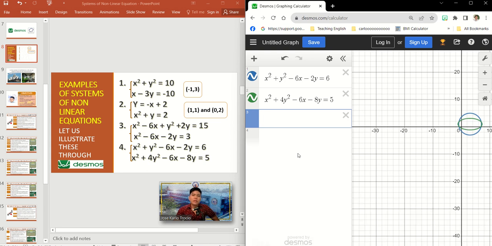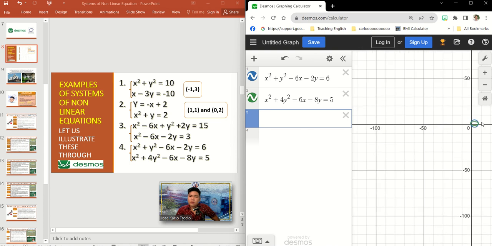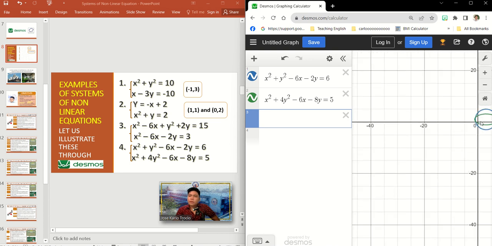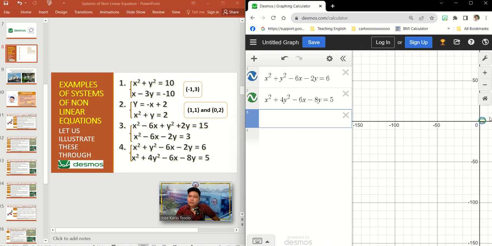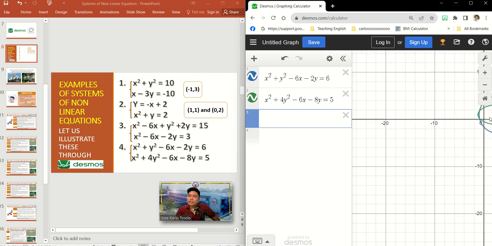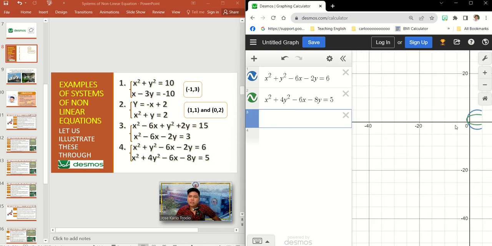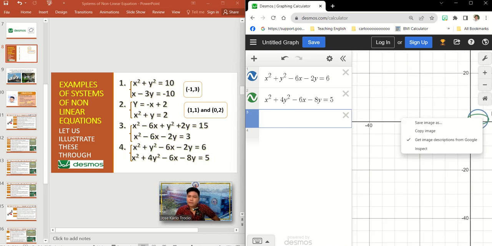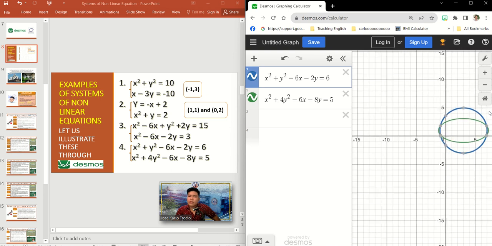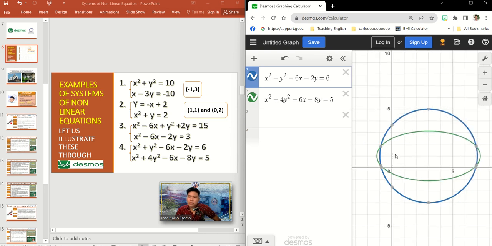As you can see, they are intersecting in how many points? 4 points. I don't know how to zoom it in. Okay, that's it. So they are intersecting in 2 points. Yeah, okay. So they intersect in -0.916 comma 1.816 and so on.